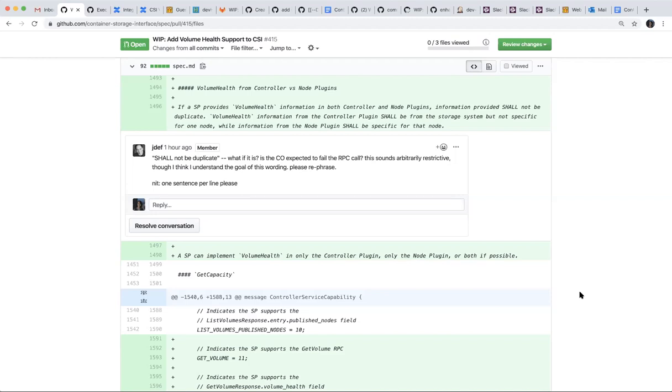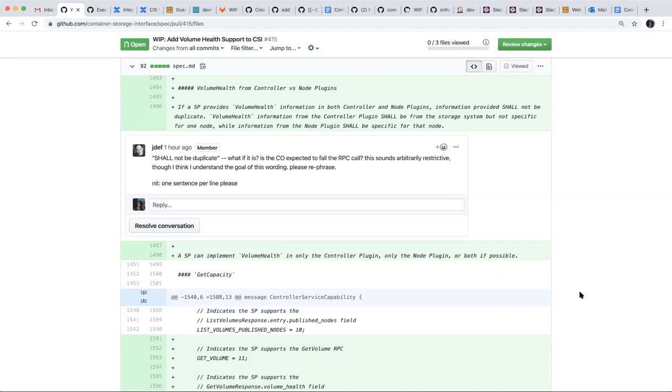Okay, so I think it depends on what type of storage you're talking about. If it's local storage, then of course your node is your storage. So you are talking about storage and node kind of together. In that case, normally those types of drivers only implement the node plugin. So in that case, there won't be confusion. It's just the node plugin that will be reporting this type of information, right?